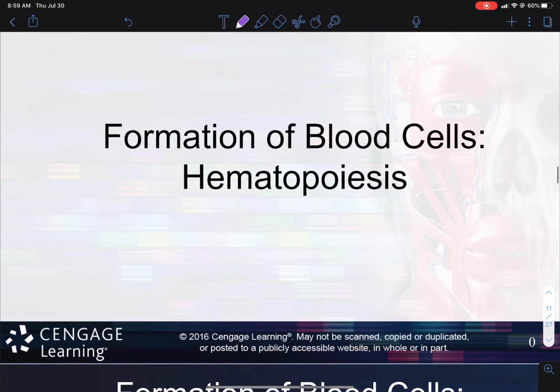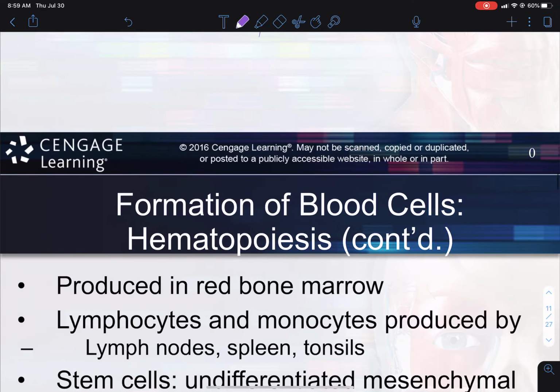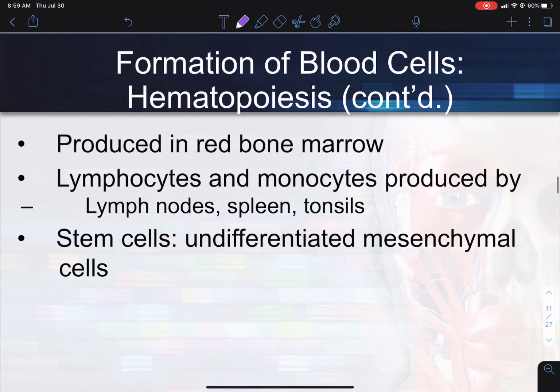All right, so how do we even make blood cells? The process is called hematopoiesis. So anything with hem at the beginning of it is going to refer to blood, and poiesis means the creation of. So where do we do this? We do this in the red bone marrow in a majority of the bones. And we create not only red blood cells, but we also create white blood cells from the red bone marrow.